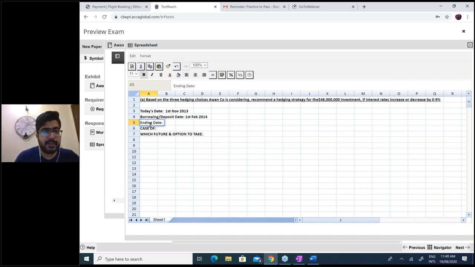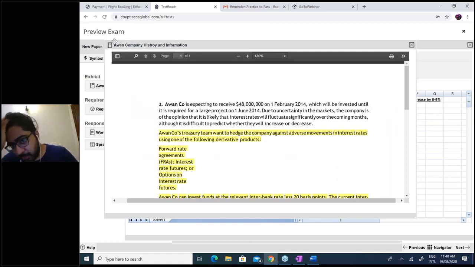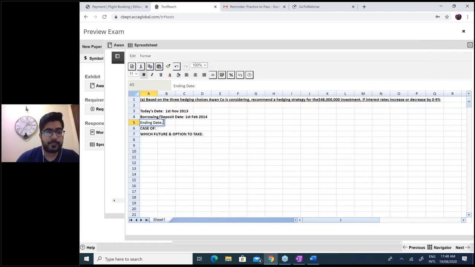Okay. Ending date. At what date will you finish borrowing or depositing? What is the ending date? Till when are we borrowing or depositing? Again, that will be given in the question. Avan is planning to receive 48 million on 1st Feb, which will be invested, deposited until required for a large project on 1st June. So you will deposit it until 1st June 2014.